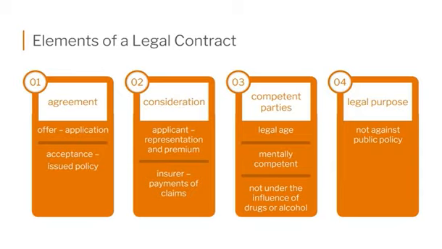So those are the 4 elements or components that make up a legal contract. You have the agreement between the 2 parties. You have the consideration between the 2 parties. All parties must be competent, and the contract can only be written for a legal reason or legal purpose.